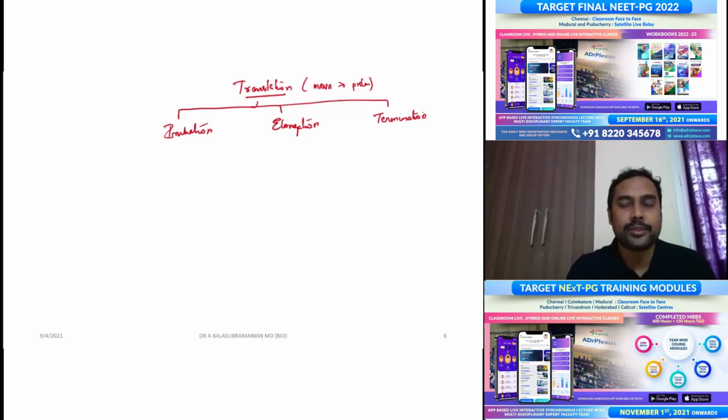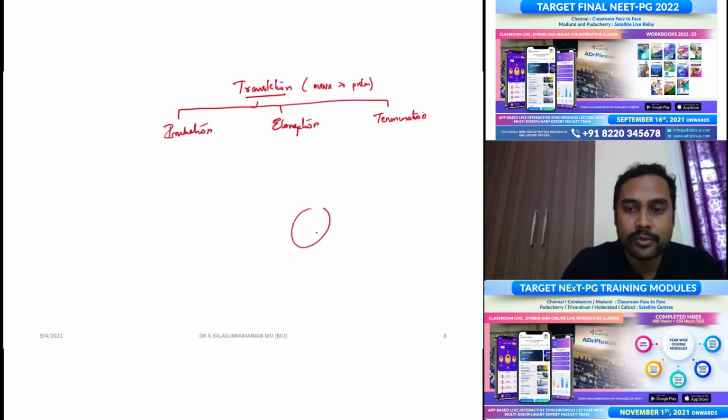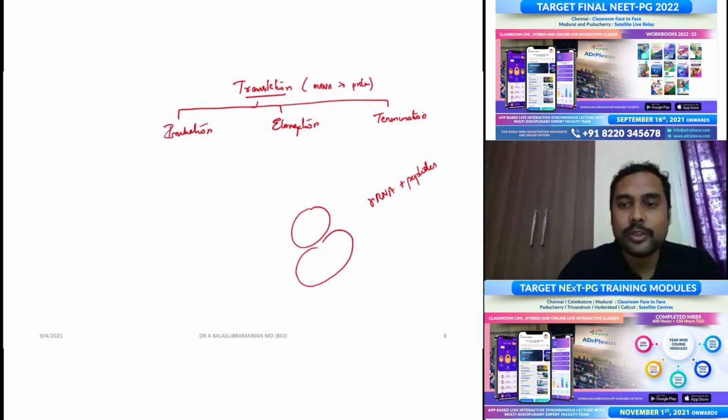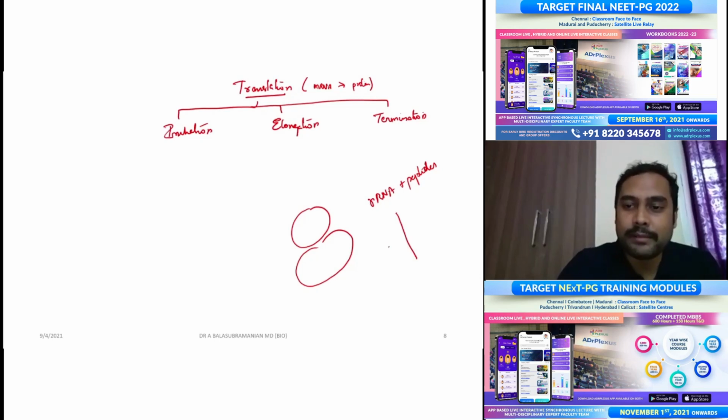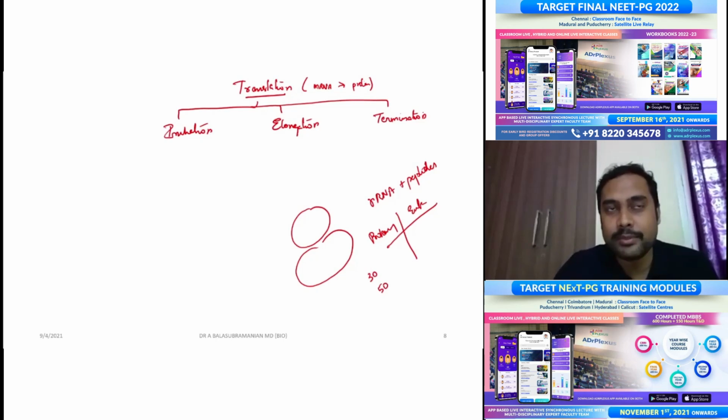But then simply put, to think simple, initiation, see, basically you must understand the ribosome structure. What is meant by ribosome? A ribosome is nothing but a combination of rRNA plus peptides. Okay, and this ribosome is divided in prokaryotes and eukaryotes into 2. In prokaryotes, the subunits are 30 and 50. In eukaryotes, the subunits are 40 and 60.